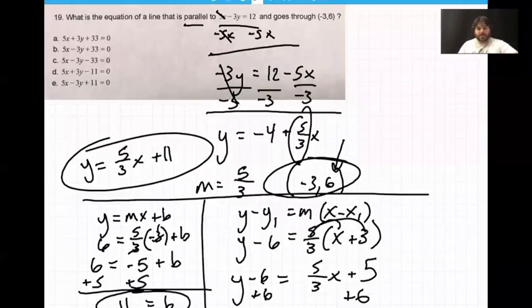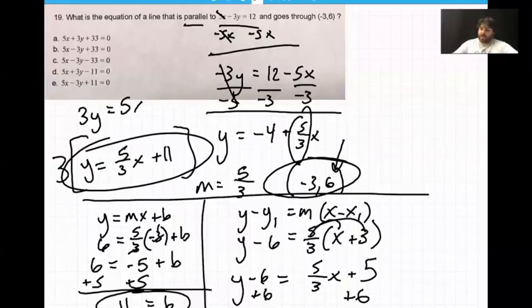Now that is not what I see as my answer choices. These look like they're in general form. So what I got to do is get rid of the third. So I multiply everything by 3. That's going to get rid of that third. So that leaves me with 3y equals 5x plus 33, right? When I multiply that 3 in here, it cancels out with the 3, okay? Leaves just the 5. Now that's getting closer.